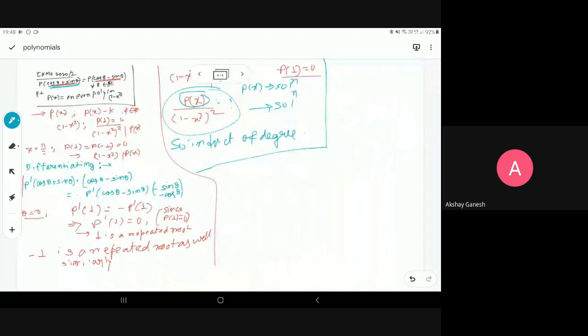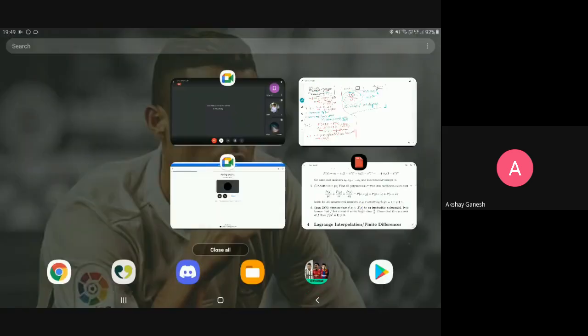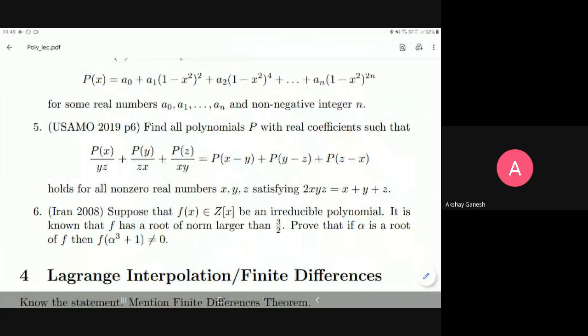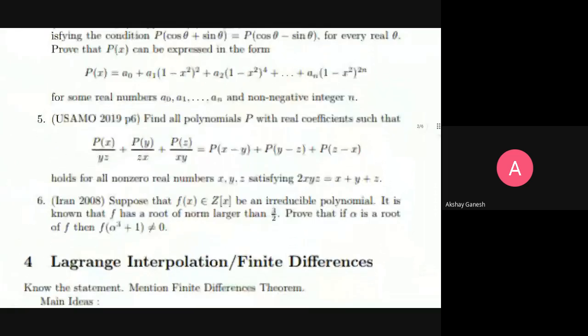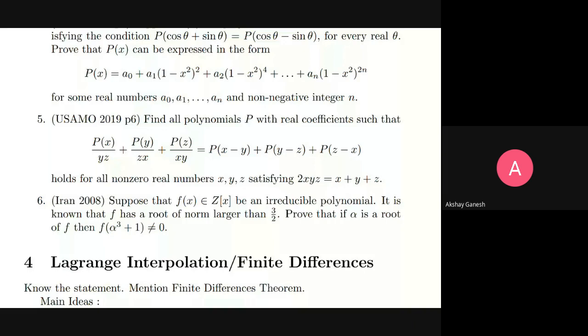All right. If anyone does not have any more doubts, I'll just move on to the next problem. That is USMO 2019 problem 6. Please read the problem. It's on the screen.